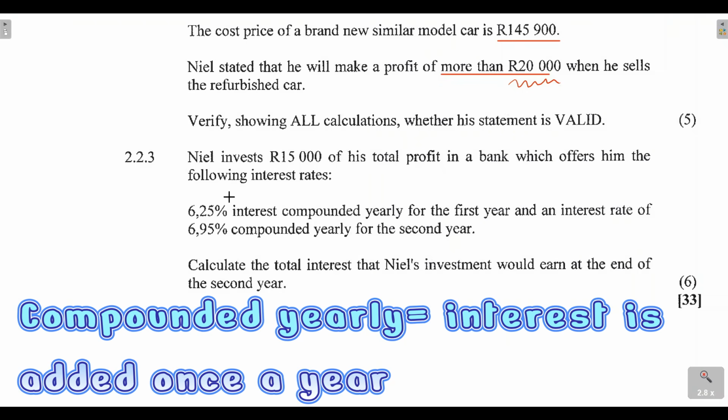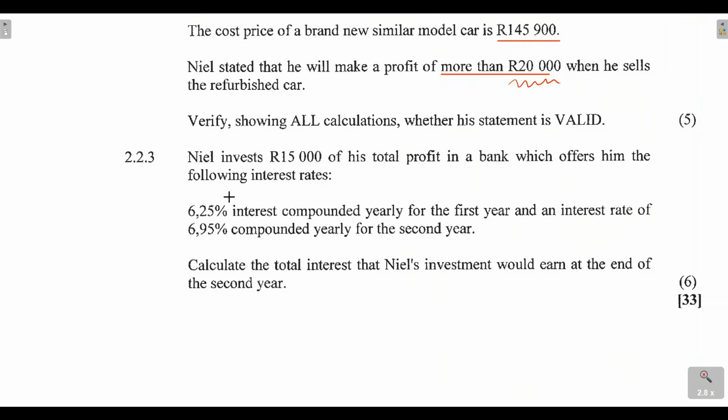Now we're going to use the methods that we discussed in the video tutorial that I did with you in question 1.1, where I explained how you calculate your compound interest. And you also need to note that the interest is compounded yearly, meaning that interest is only added once a year. We only add our interest once a year. Right, so let's have a look.